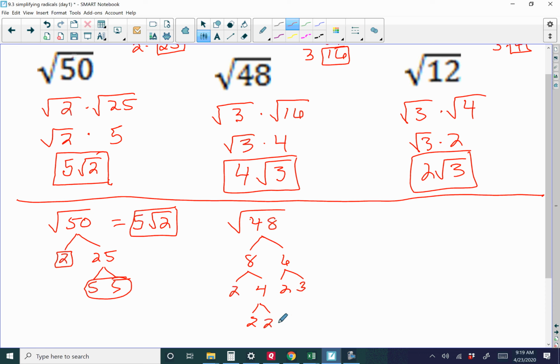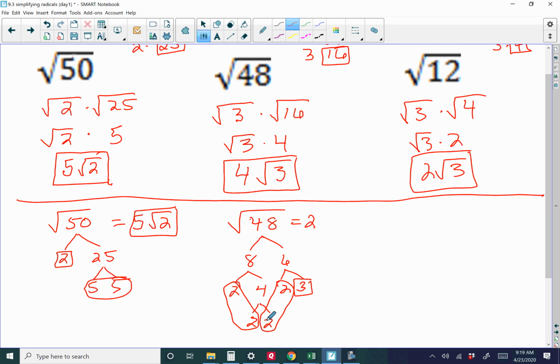All right, now I'm looking for pairs, right? And what I see here is a pair of 2's here, and a pair of 2's here. The only thing left over at the bottom of my tree is a 3. It doesn't have a pair. Okay, so there's one pair of 2's here. I can write a 2 in my answer.